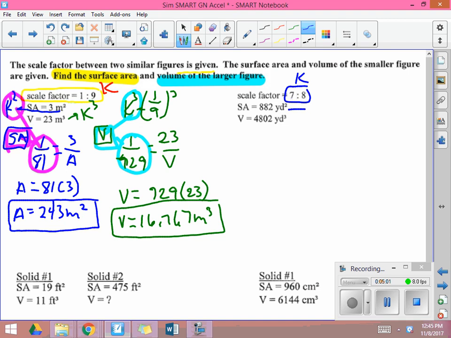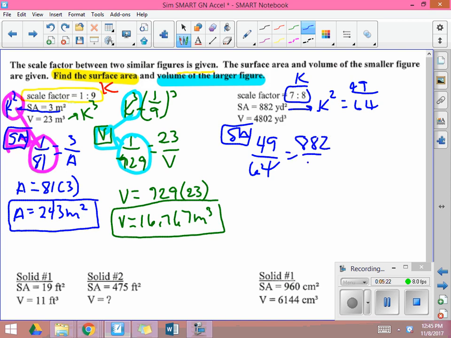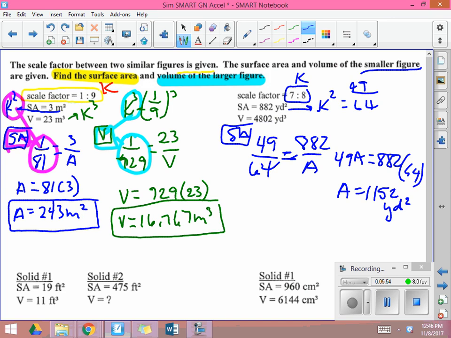So 7/8 is k. For surface area, I have to use k squared. So when I square 7/8, I have 49 over 64. So my surface area is going to be 49 over 64 is equal to 882 over the area I don't know. Now I know that the 882 goes on the top because the smaller figure is given. That is the smaller number. I'm comparing small to large. When I cross multiply here, I end up with 49a is equal to 882 times 64. And so my area ends up being 1,152 yards squared.